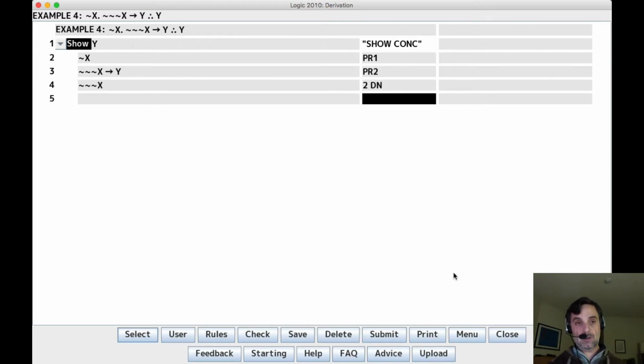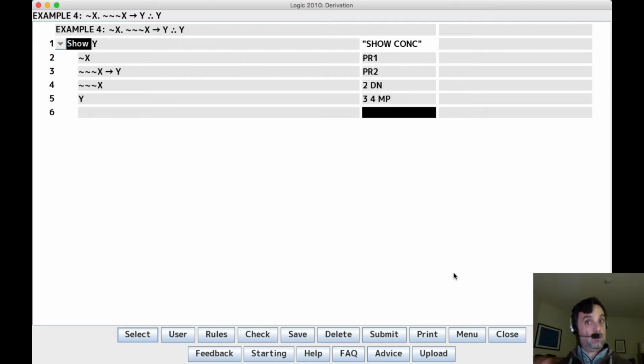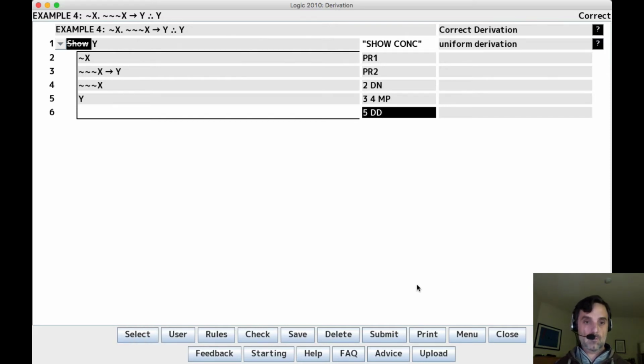We had 1 negation in front of x on line 2. When we add 2 more, we have 3 negations on the front of x on line 4. So we can do 3, 4 modus ponens. There's our y. That's our conclusion. We're done. So this is a case where we have one complex sentence, we apply double negation to it, we get another complex sentence, and then using that complex sentence and a conditional, we do modus ponens.